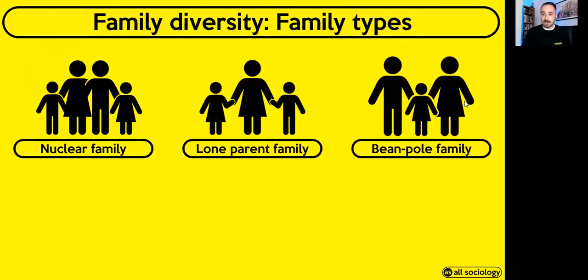A beanpole family is where we have two adults, so a mum and a dad, and just one child. So it can't be a nuclear family because we need at least one child for that.